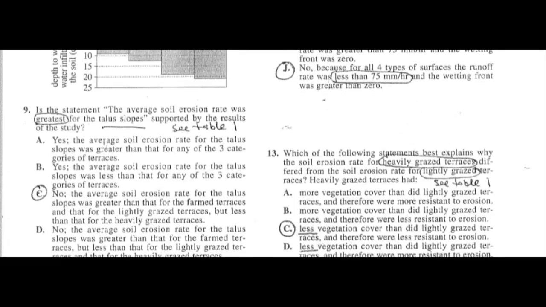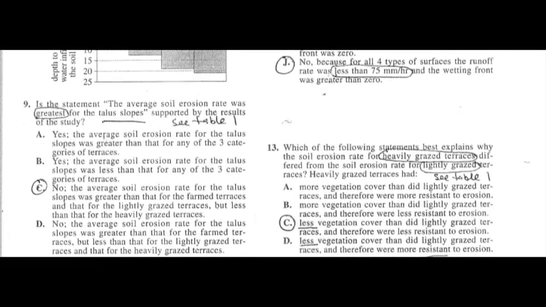Let's jump on down and take a look at the last answer choice here. Answer choice D, and see why D is incorrect. If you look at D, D says no, which is correct so far, but here's what it says. The average soil erosion rate for talus was greater than farmed, correct, but less for lightly grazed. That is not correct, because you saw that simply by looking at table 1 in the second to the last column. 9, the correct answer therefore will be answer choice C.